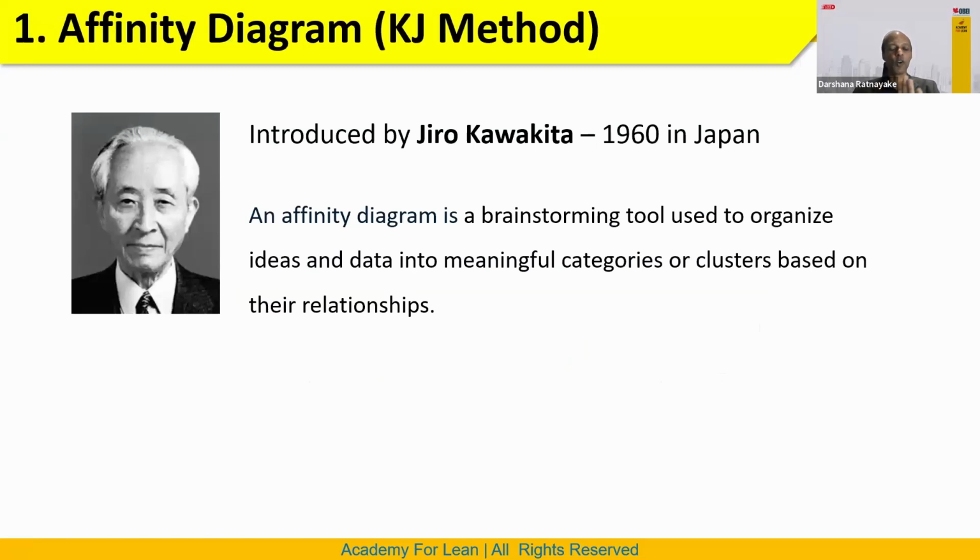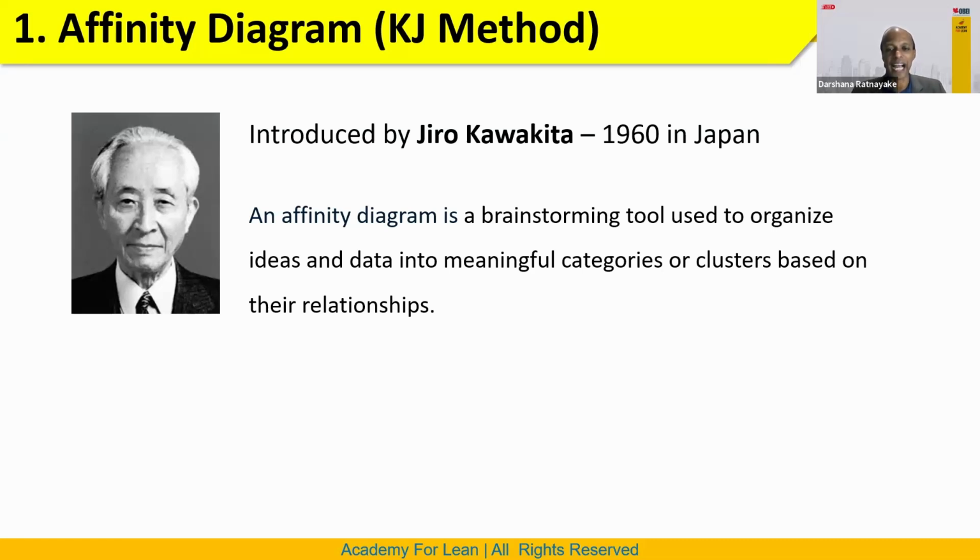Right, next one. Now we will discuss the very first tool, the affinity diagram. It's called the KJ method, right? That's the normal shorter form we use. And remember, it's KJ, not JK. This was introduced by Jiro Kawakita. So it's JK, but I don't know why they call it the KJ method. It's around the 1960s. He identified this tool. And this affinity diagram is a brainstorming tool, right?